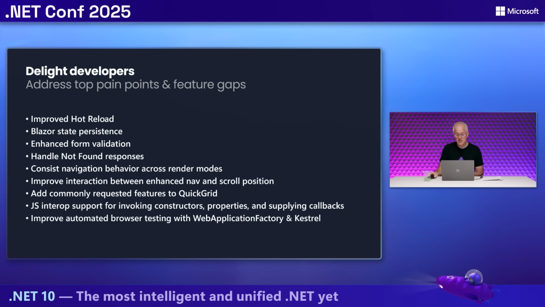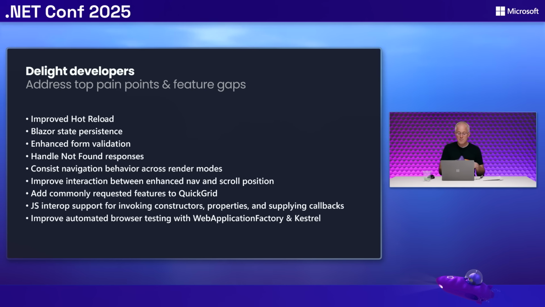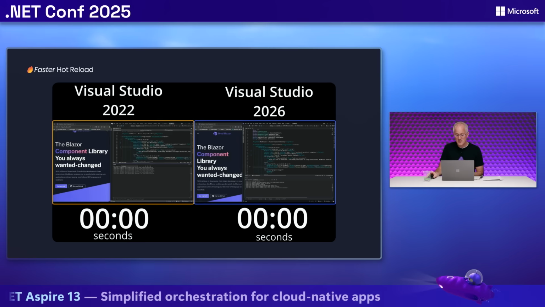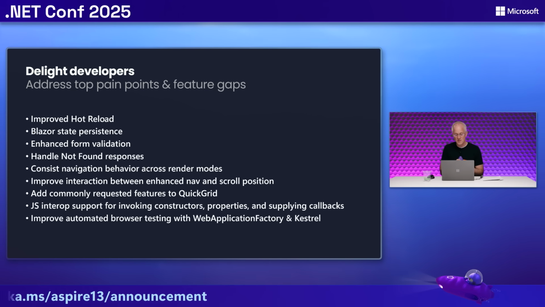Enhanced form validation. Blazor form validation now supports validating nested models, making it easier to build complex forms. We've improved the handling of not found responses in Blazor apps. We now have a proper not found page in the template that you can use. We made Blazor's navigation behavior more consistent across render modes. We've also improved the behavior of enhanced navigation and how it handles scroll positions.